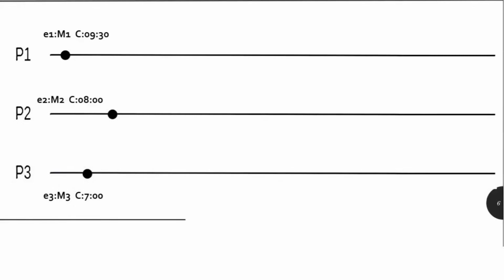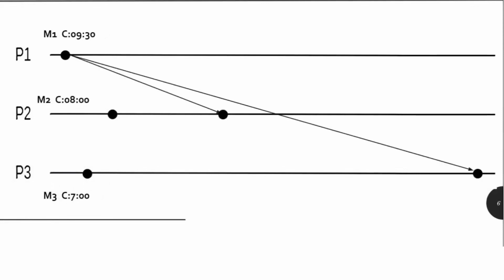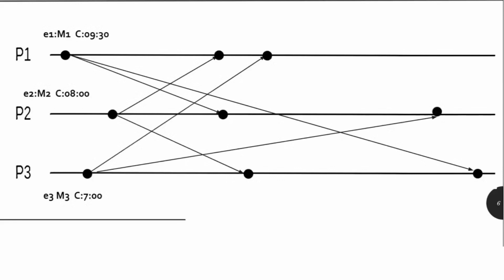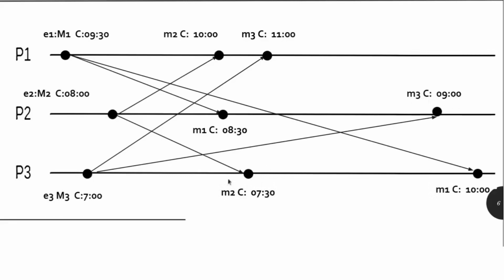Then they start exchanging these messages. Each message is coupled with the timestamp of its creation time. P1 receives the message M2 before M3 at 10 o'clock and M3 at 11 o'clock. P2 receives M1 at 8:30 before M3 at 9. And P3 receives M2 at 7:30 before M1 at 10 o'clock. The problem is trying to order these messages by their creation time and know which was created before the other. It is actually an impossible task.